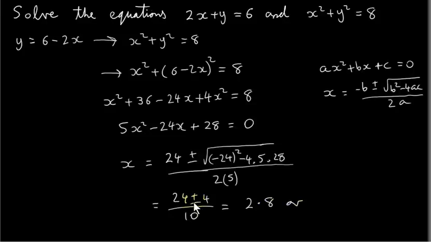Or if we take our minus sign here, we get 24 minus 4 is 20 divided by 10. 20 divided by 10 is 2. So what we found is two x values, actually two pairs of values that satisfy both of these equations simultaneously. The next thing we want are the corresponding y values. So we just use our linear equation.